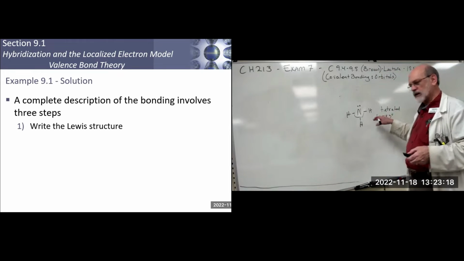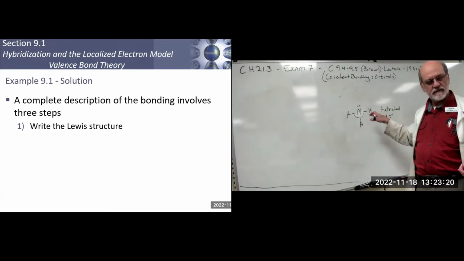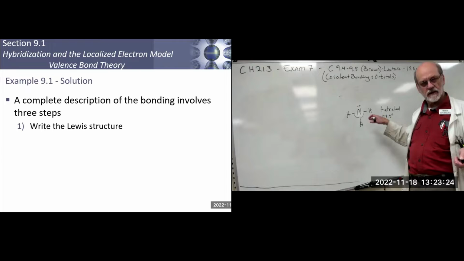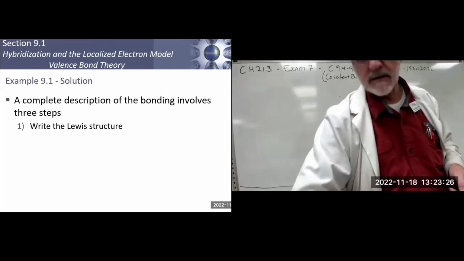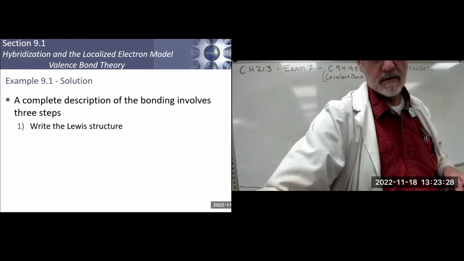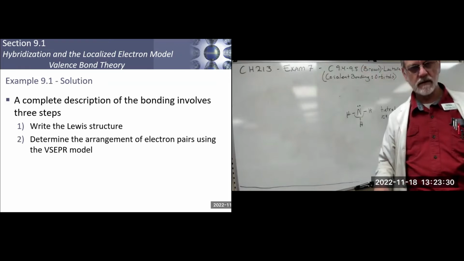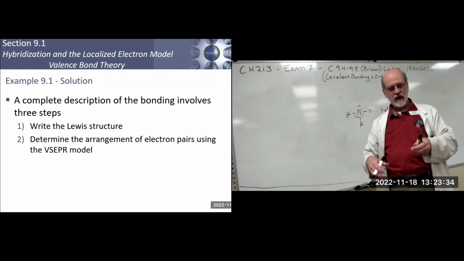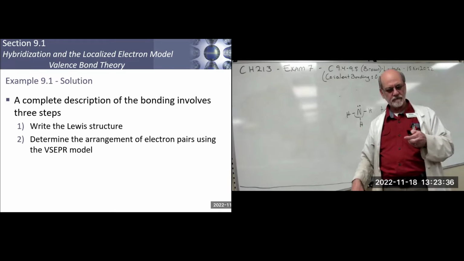So we write the Lewis structure and we predict the geometry. Come on. Do it this way. There we go. My 2 mice are in competition, so I had to unplug one of them.